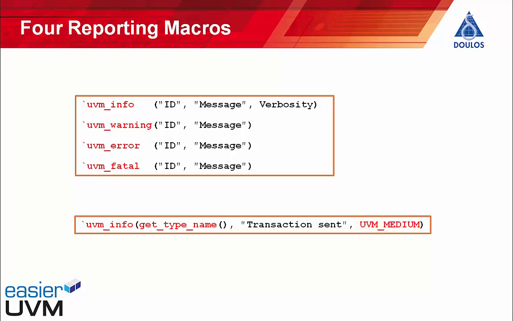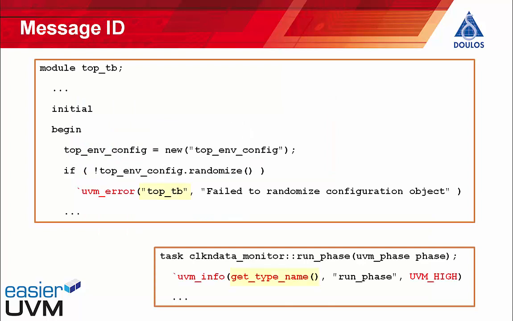Let's take a look at the ID in a little bit more detail. So the message ID can be used to place messages into categories. And if you like, you can be very selective about the category that you choose for each message. If you don't want to think about it in too much detail, however, a good default choice is get type name. Get type name is a method that returns a text string representing the class name of the class that contains the method call. So get type name is a good default choice. It makes the class name containing the report visible in the message.